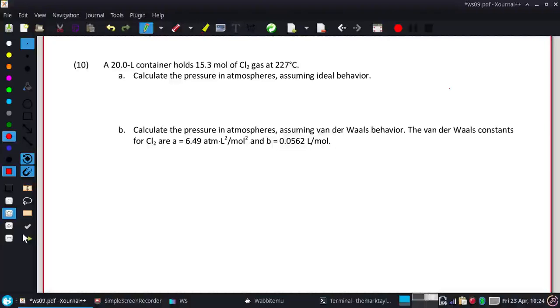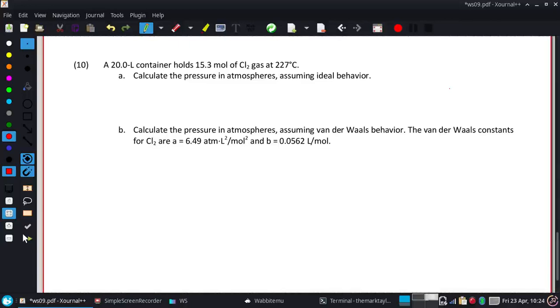Okay, so we're going to look at question number 10 here. Now, part A is probably the easier part of these two. Part B is going to assume that we're going to be using the van der Waals equation. But we'll show you how to work all this out and how to actually even put it into our calculator.